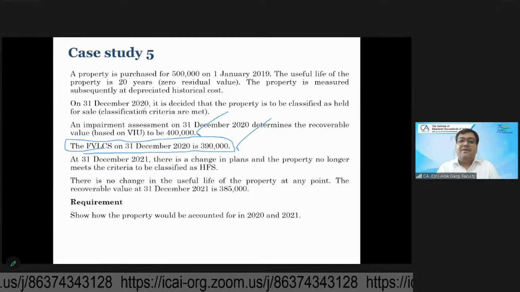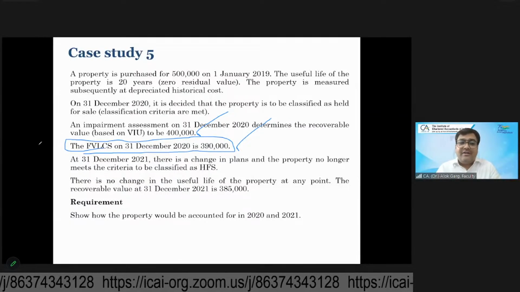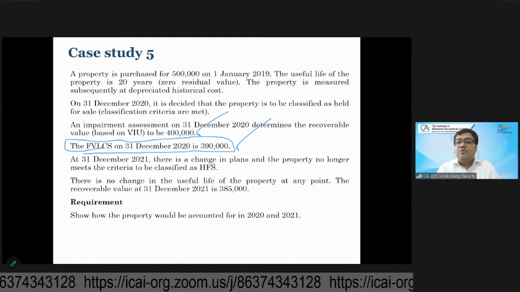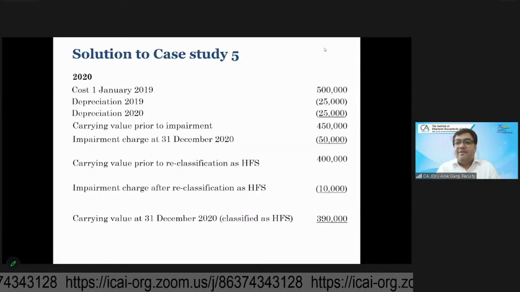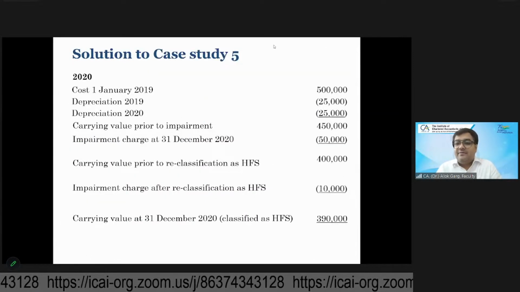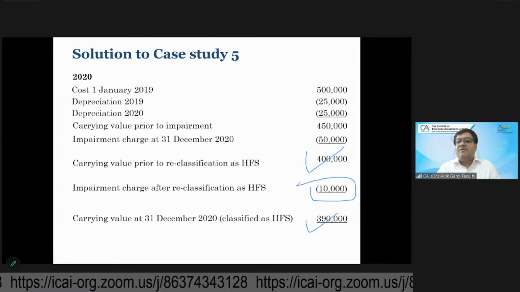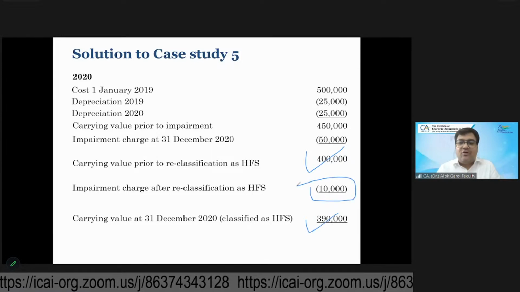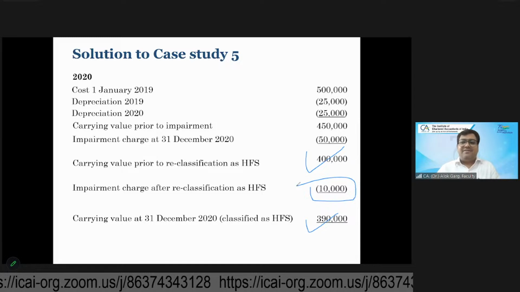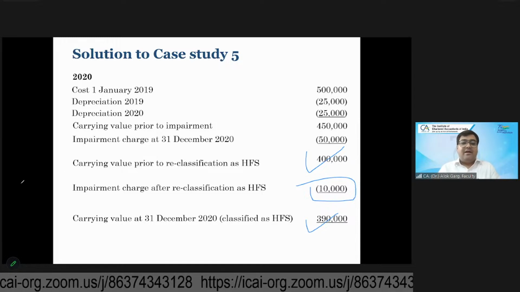The value of non-current asset held for sale is the lower of 4 lakh and 3 lakh 90, so 3 lakh 90. What is the accounting entry? Non-current asset held for sale account debit to PP account. PP is 4 lakh. Non-current asset held for sale is 390. So the differential of 10,000 will be debited to P&L as the impairment loss on change in classification. Okay. So this will be the accounting entry.